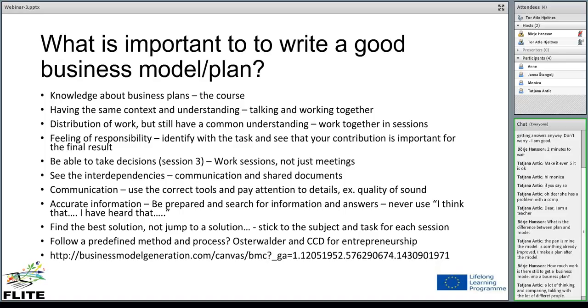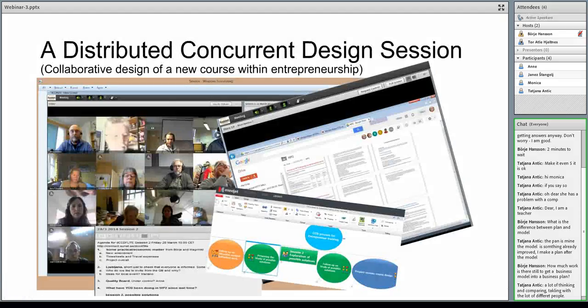So in this slide we said something about what is important to write a good business plan model, and now we will go a bit more into detail regarding the process, the people and the tools. And the process, people and tools are the basics of the concurrent design methods. Now we will say some more about this and how this is useful in this course.